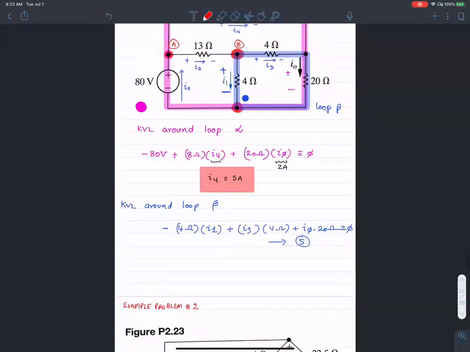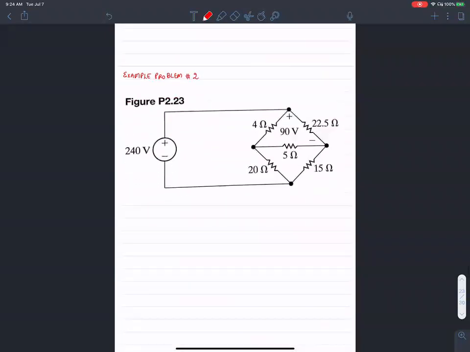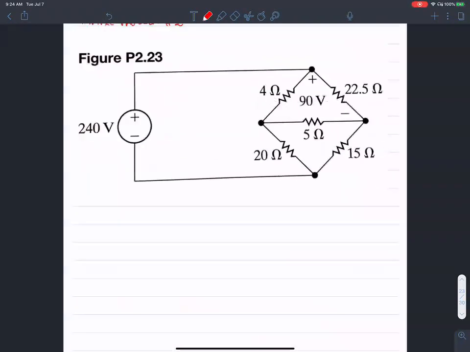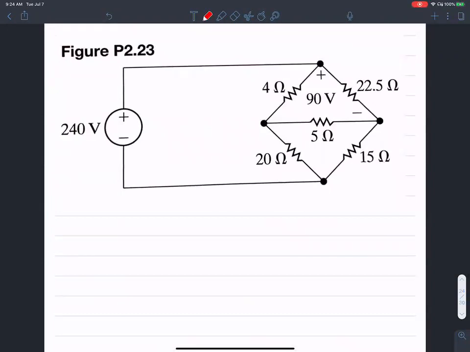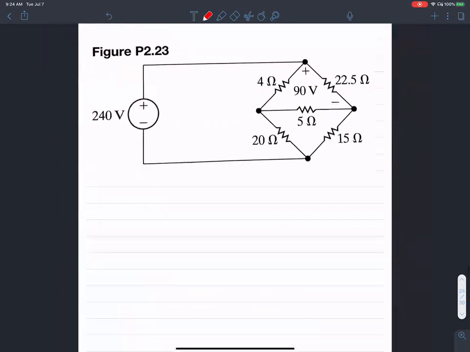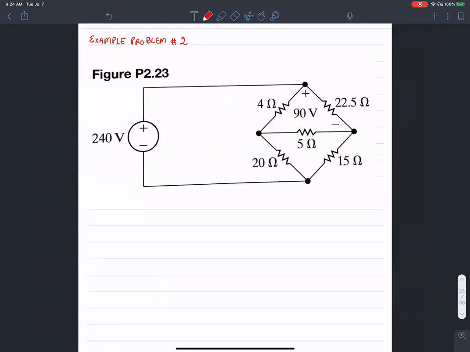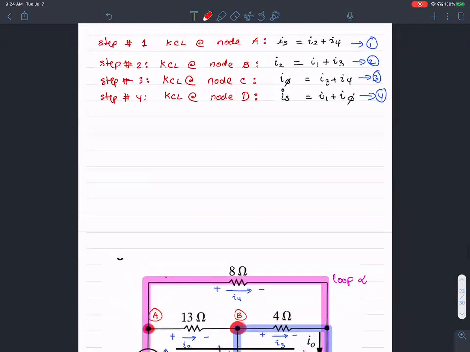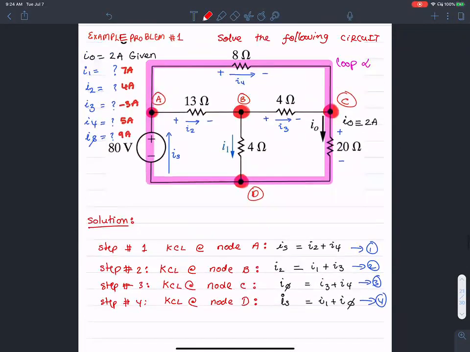Okay, let's see, we have about 10 minutes. Let's see if we can solve another problem. Some parts of the problem are given. This is given to be 90 volts. So how would we go about solving this problem? Example problem. Questions so far, please. What questions do you have so far about applying KCL and KVL in the circuit?